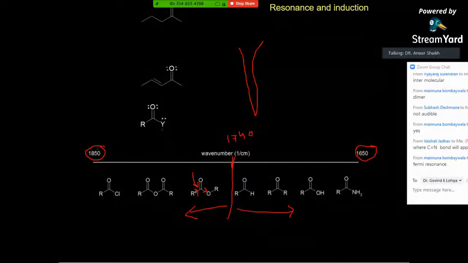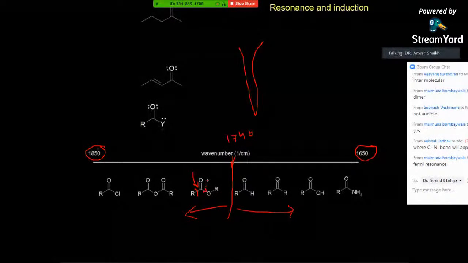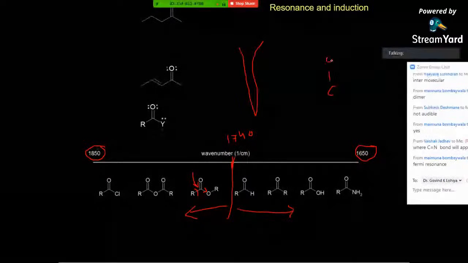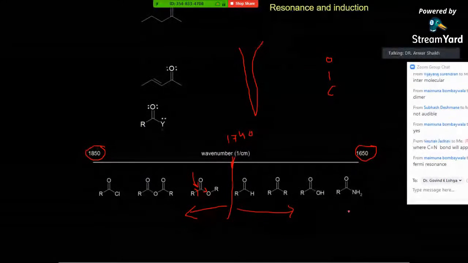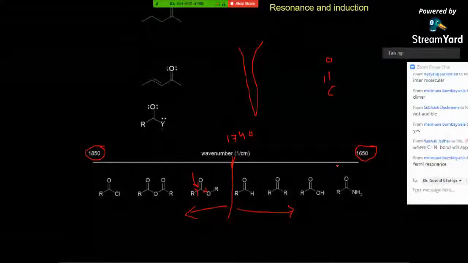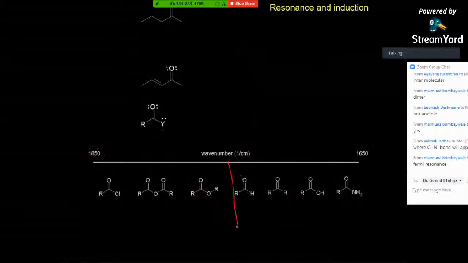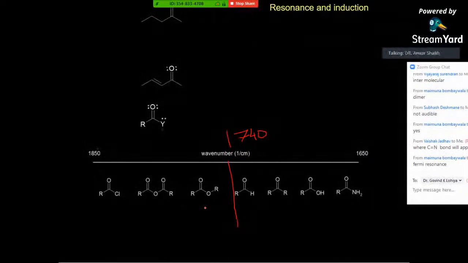So I told you, if the double bond goes to a single bond, the values decrease, and if it remains as it is, the values increase. Because of that, in these esters the inductive effect is operating more than the resonance, and the double bond character is increased. So here we are getting somewhere in the region of more than 1740, 1745, for the ester C double bond O.